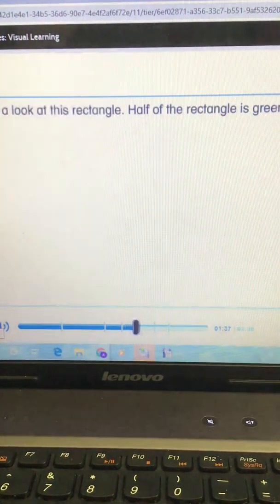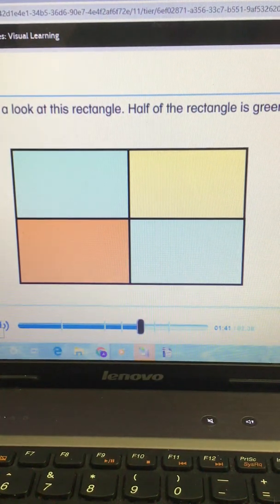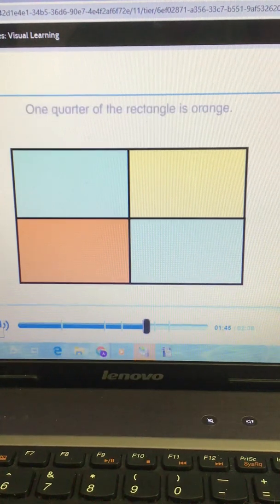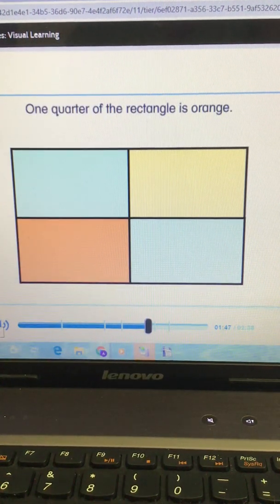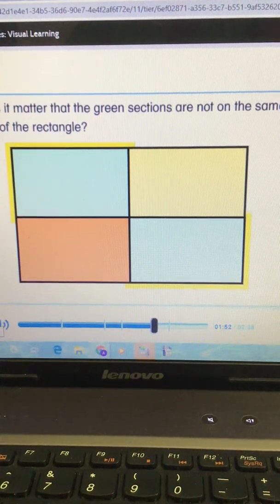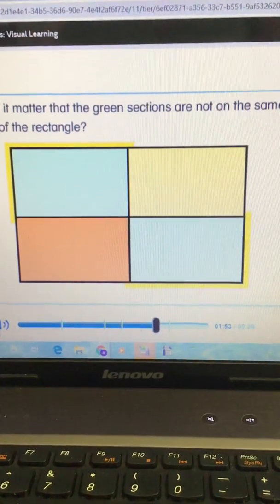Take a look at this rectangle. Half of the rectangle is green. 1/4 of the rectangle is yellow. 1/4 of the rectangle is orange. Does it matter that the green sections are not on the same side of the rectangle? So it doesn't matter. If you were listening, they're getting a little tricky now.